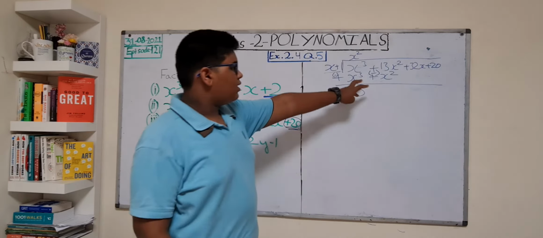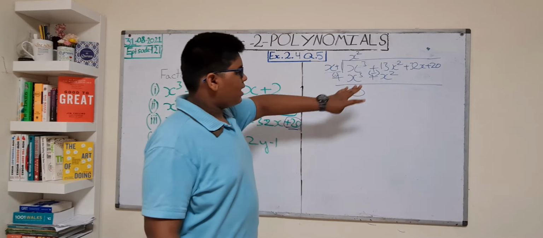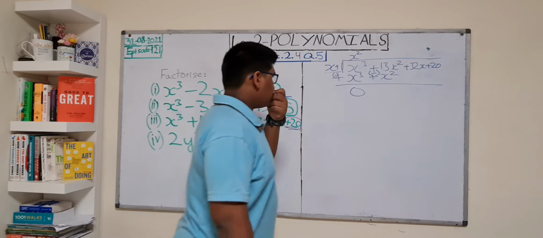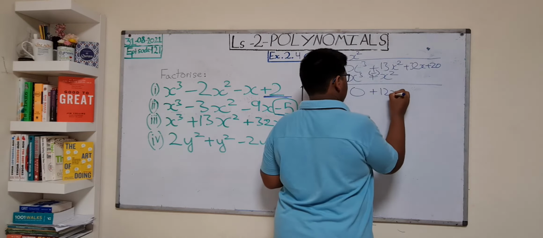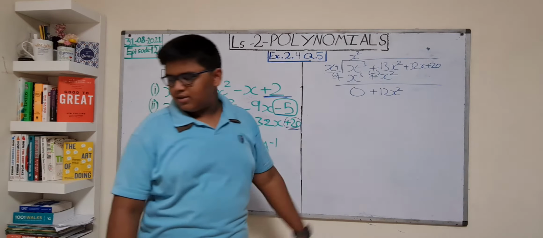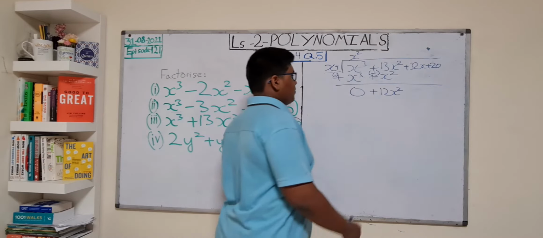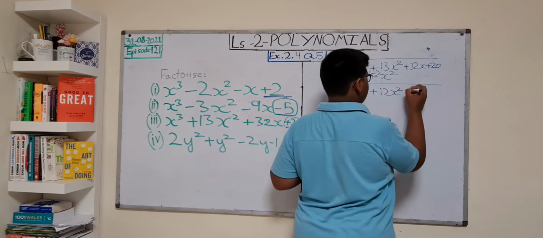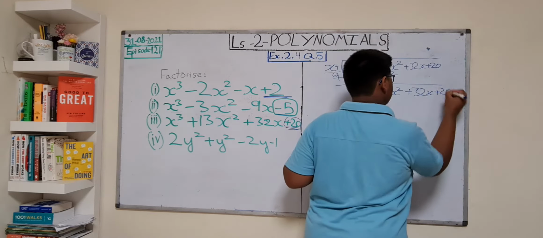Okay, now here we are having a minus sign. So 13x squared and minus x squared, that will be plus 12x squared, right? Because one is subtracting. So we can tell that that is 12x squared. Now we have plus 32x plus 20 as it is.